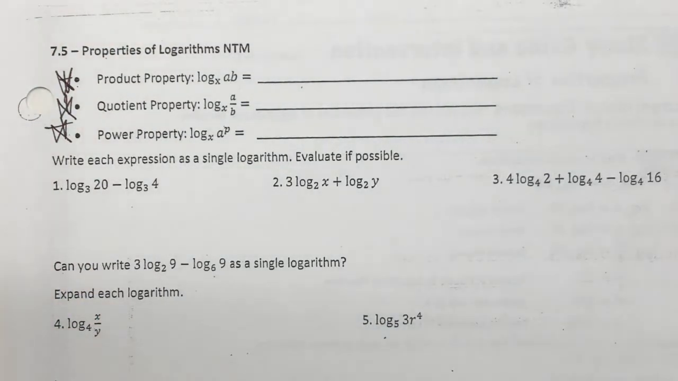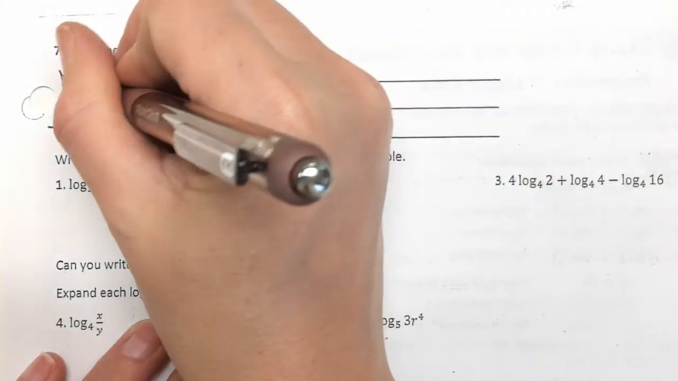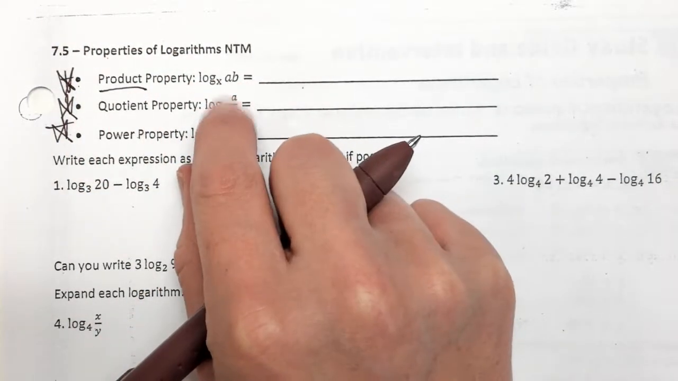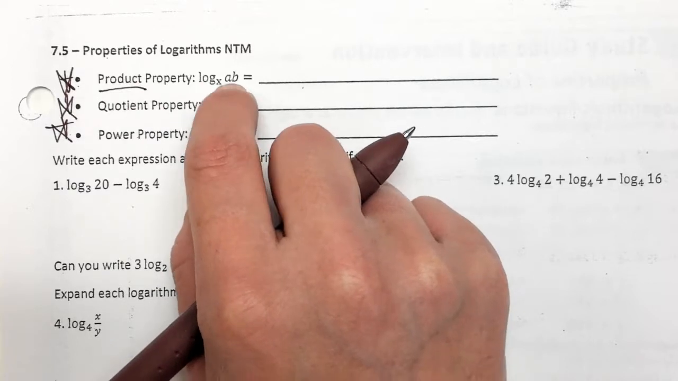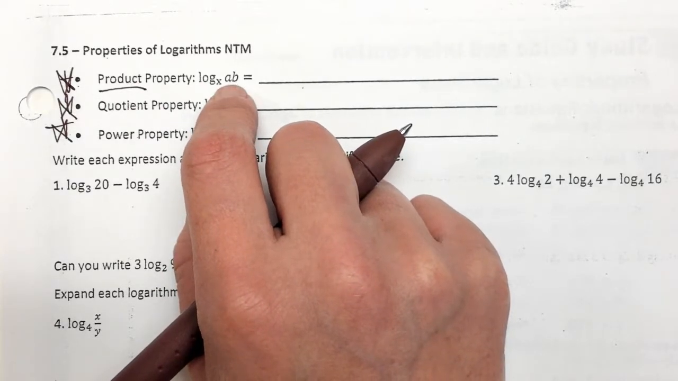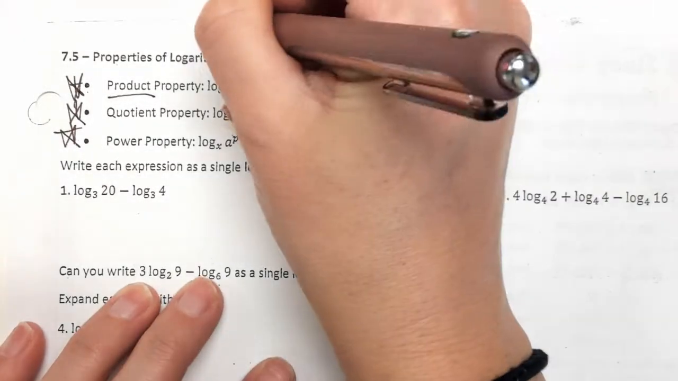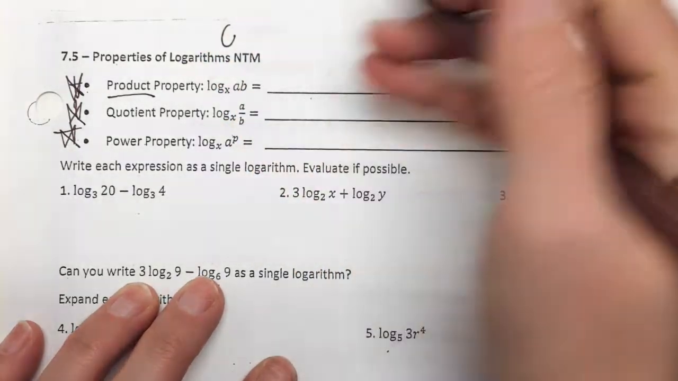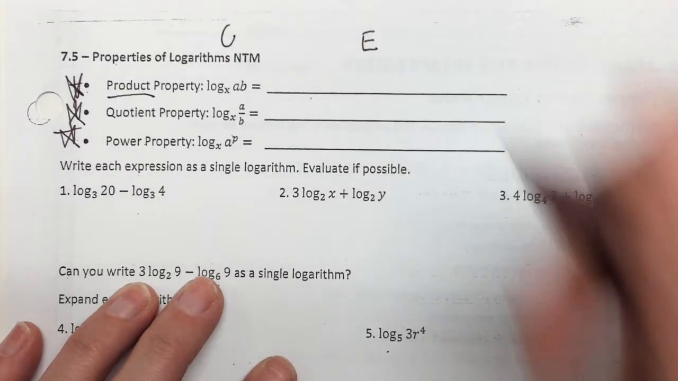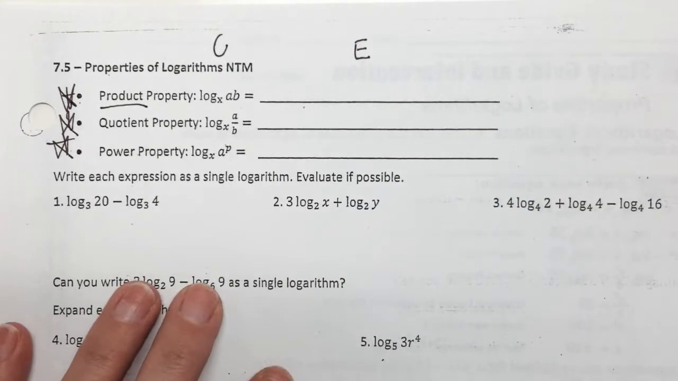First one is product property. Product means what? Multiplication. Good. So when do we use product property? Whenever you have log of something with two terms being multiplied together is when you use product property. So I want you to write a C over all of these and an E over all of these, and I'll explain what that means in a second.